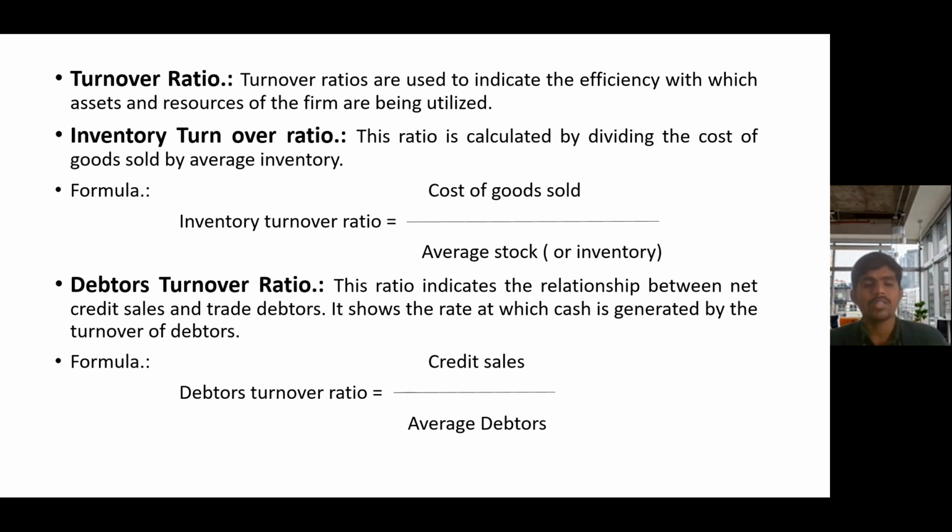So here, credit sales are how much I am going to do, and what are the debtors I am going to receive from my clients to whom I sold the goods on a credit basis, right? So the formula is: debtor turnover ratio is equal to credit sales divided by average debtors. It shows the rate at which cash is generated by the turnover of debtors. So by turnover of debtors, at what rate can we generate cash? This is about the debtors turnover ratio.